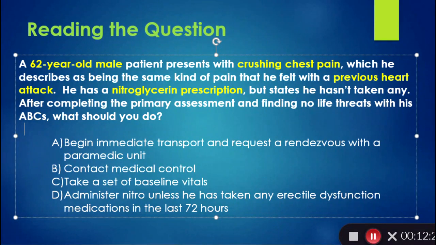Okay? So you need to take some time and dissect this out and say, okay, this is right, but is there a better answer? Instead of, and this is what I see some students do, they read, let's say, A, begin immediate transport and request ALS. Well, bingo, yeah, that's right. And so they select that without looking at their other options and making sure there's not an option that is better. Does that make sense? Okay.